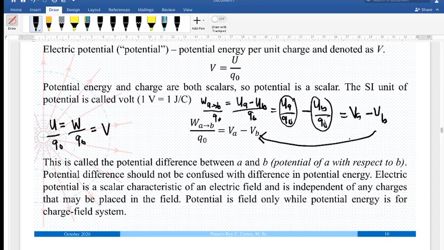Again, the potential is actually a characteristic of the field, meaning that it is independent of any test charge. Basically, it is just an intrinsic property of the source charge.